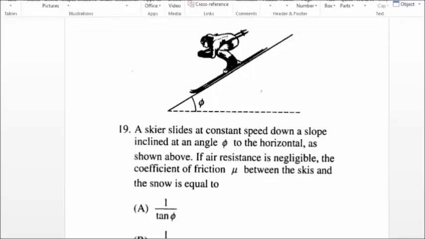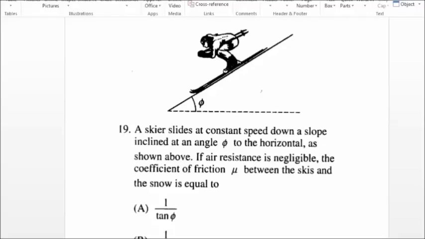In this problem, a skier slides at constant speed down a slope inclined at an angle psi to the horizontal. If air resistance is negligible, the coefficient of friction mu between the skis and the snow is equal to... Here air resistance is negligible. That means the only forces acting are the component of gravity along the plane, which acts downward along the slope, and the force of friction, which is upward against the motion.